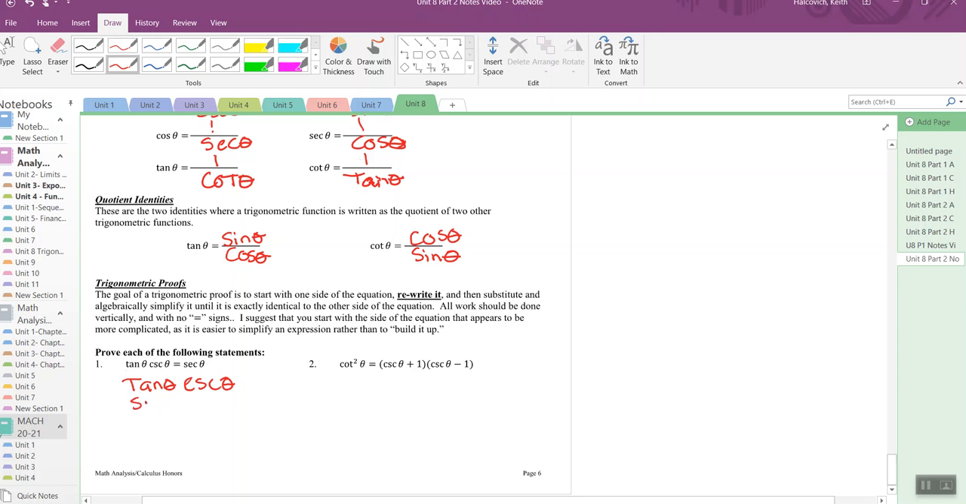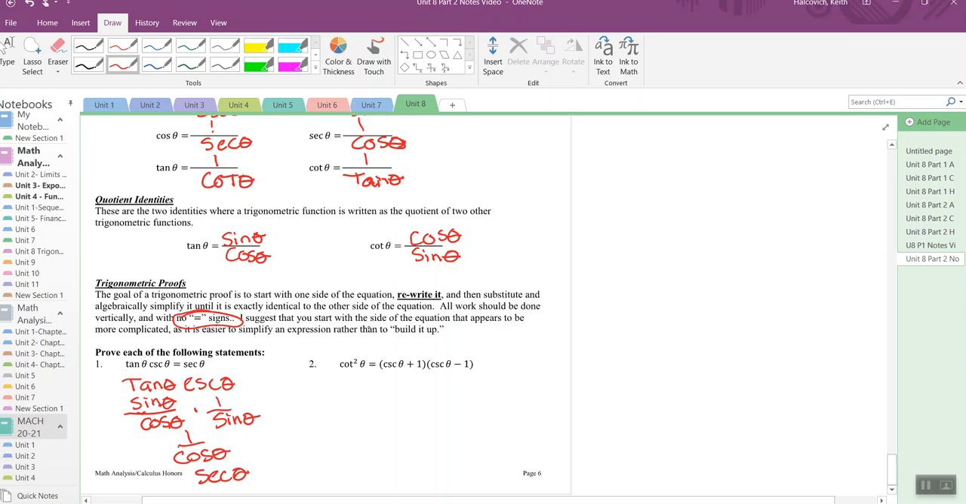So tangent is sine over cosine times cosecant, which is 1 over sine. Sorry, I got to change it to 1 over sine. And then when you multiply, you get 1 over cosine, which is secant. There you go. You've shown that the left is the same as the right. No equal sign necessary. Notice no equal signs.